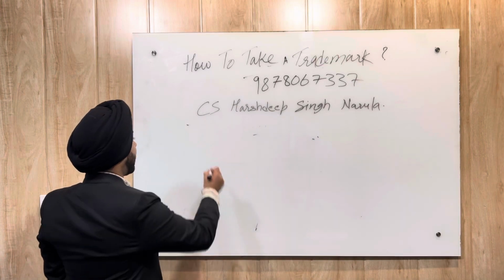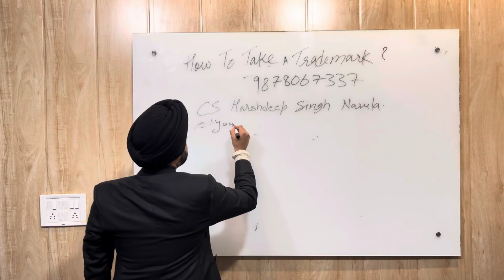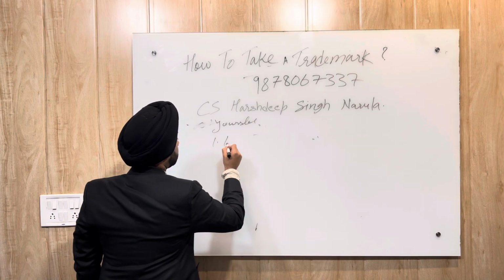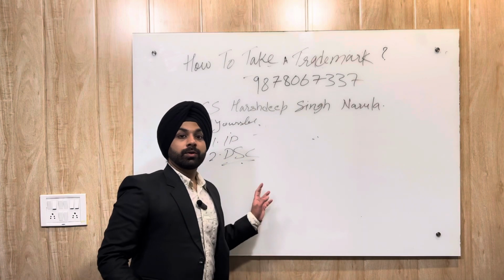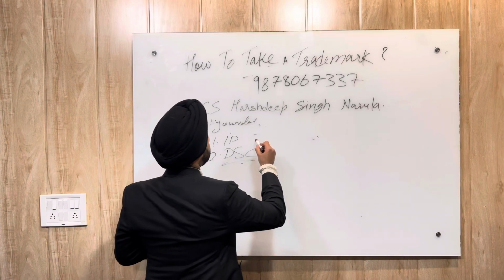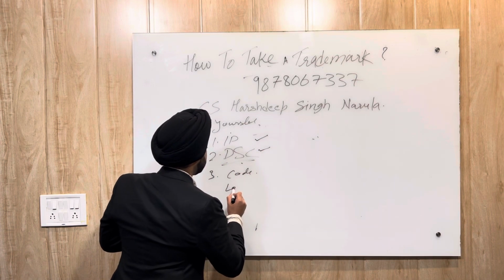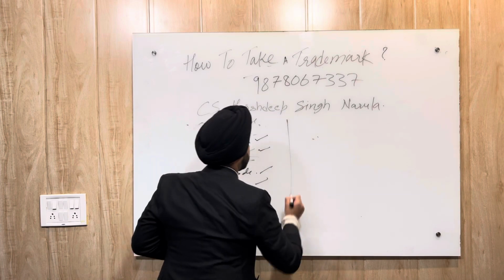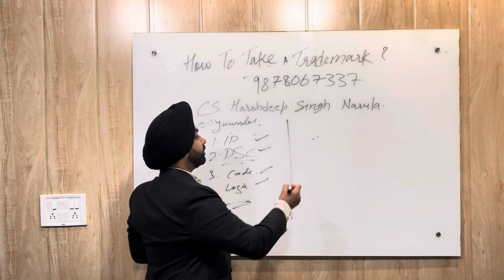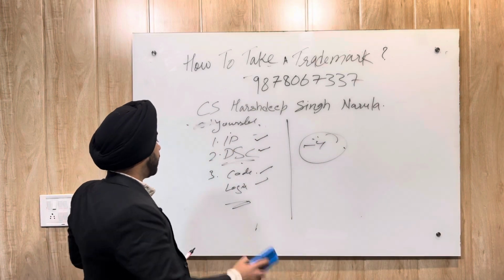You need to make your ID. What is your ID? You have to make your ID. Then you have to get your digital signature, your DSC. Then you will make the ID, you will get the DSC, then you will get a code. After that you have to log in, prepare the application and file it. However, if you're getting it done through the attorney, you have to give your documents and the attorney will do everything for you by making the power of attorney.